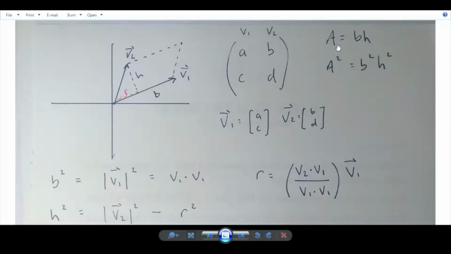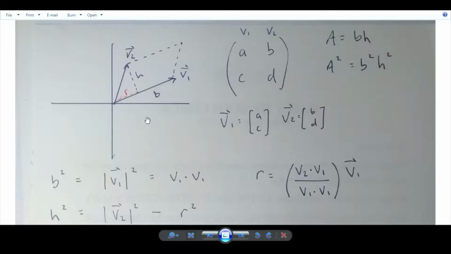Okay, so let's continue. I've said area equals base times height, and then I've just squared both sides. This is going to make it a bit easier as we work through quite a lot of working. So A squared equals b squared times h squared. Nice and easy. You've got b squared, that's the magnitude of vector 1 squared, and from previous work on vectors, we know that the length squared is simply the vector dotted with itself.